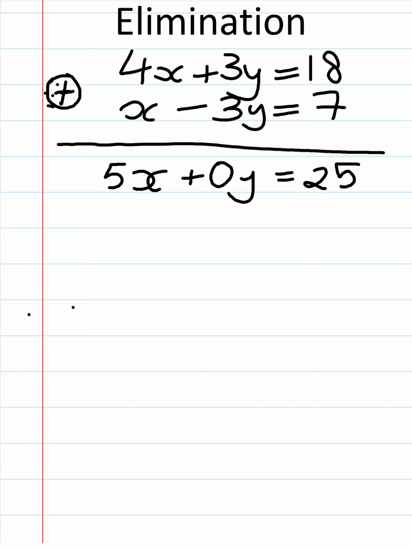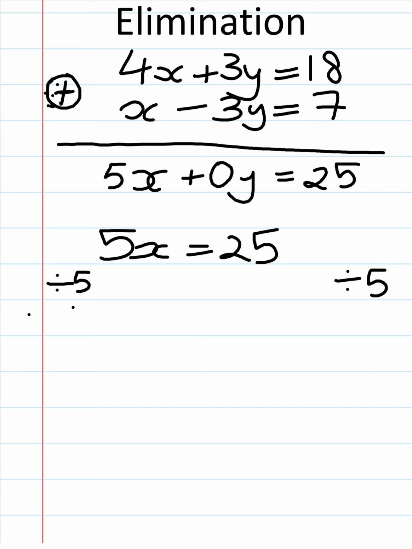We can rewrite this to simply 5x is equal to 25. Now divide both sides by 5 to get x on its own, because that's the variable we're trying to solve for. This gives us x is equal to 5.